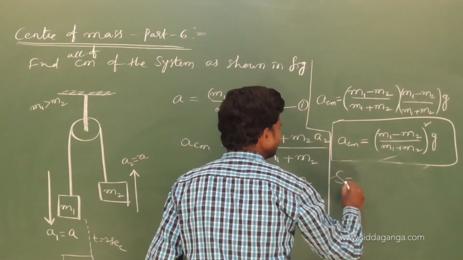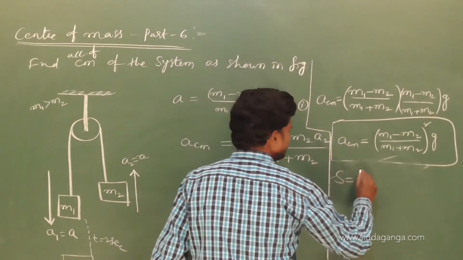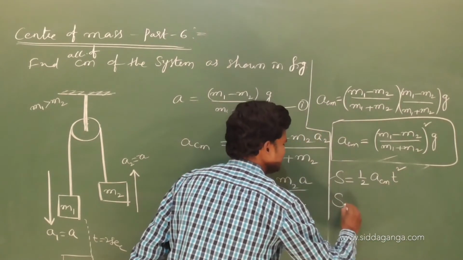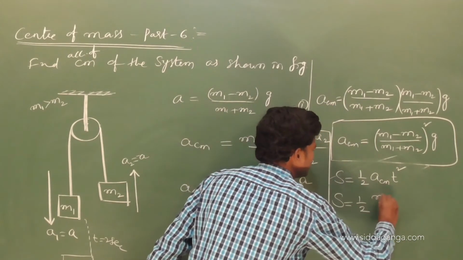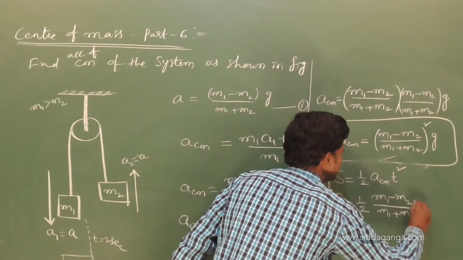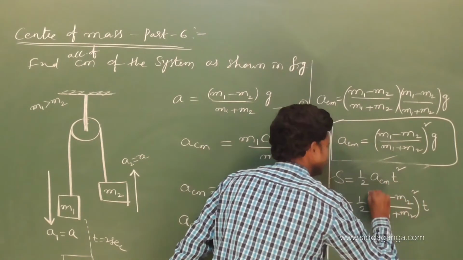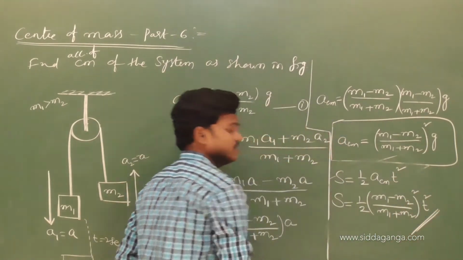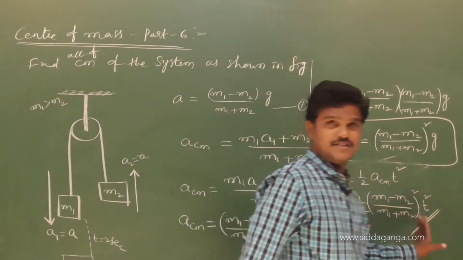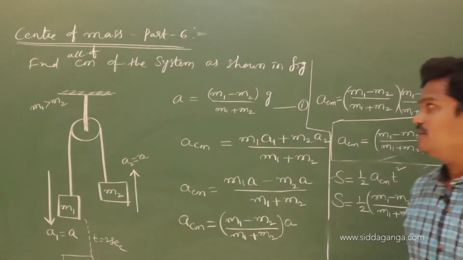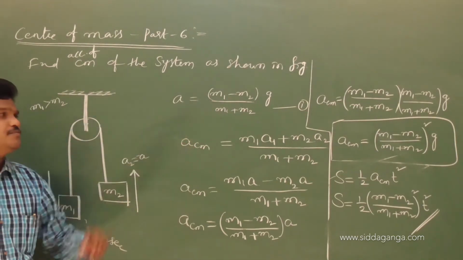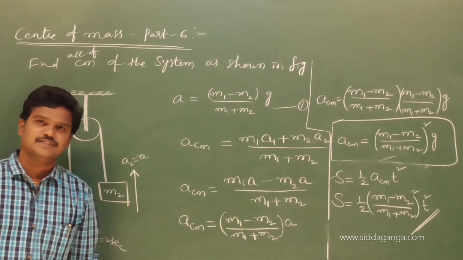So if they ask the distance after 2 seconds, then use half a_cm t square. So s equals half a_cm, which is (m1 minus m2 by m1 plus m2) square, into t square. So this is the distance travelled after t seconds, if they ask, you find this one. Now I got the acceleration of center of mass of the given Atwood machine: (m1 minus m2 by m1 plus m2) whole square into g. Take this.